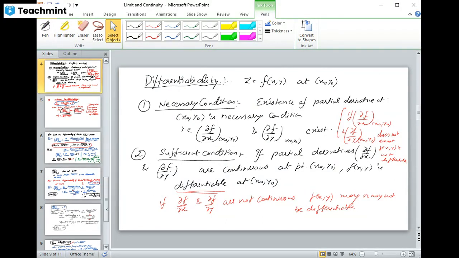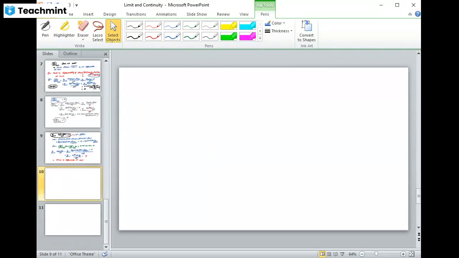Let us try to check the condition of continuity also. So what is the condition of continuity? The condition of continuity of the partial derivative at the point (0, 0) is: if the limiting value of the function is equal to the value of the function at that point, then we say that your function is continuous at the point. Basically, I want to prove that the value of the function at the point (0, 0) is equal to the limiting value of the function at the point (0, 0).